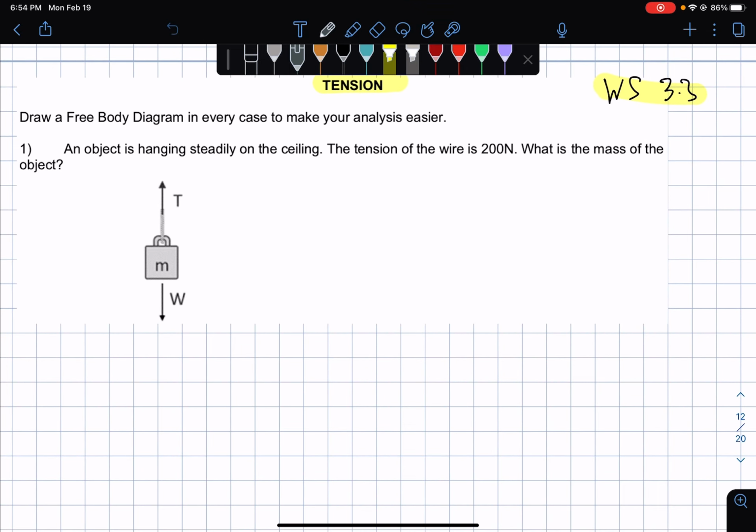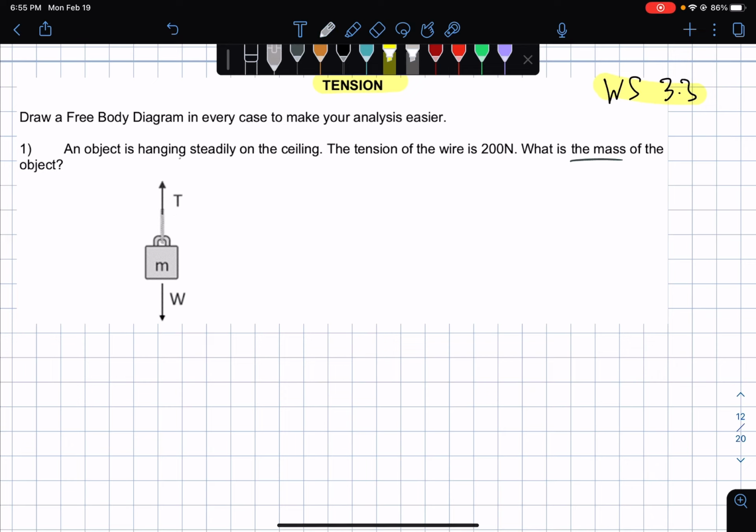For question 1, an object is hanging steadily on the ceiling. The tension of the wire is 200 newtons, so we're looking for the mass. First things first, you have to know that in this particular problem, there is only an arrow up and an arrow down. There's no movement that's specifically stated with respect to the x-axis. The object isn't going there or there. In the scenario, it either goes up or it goes down.